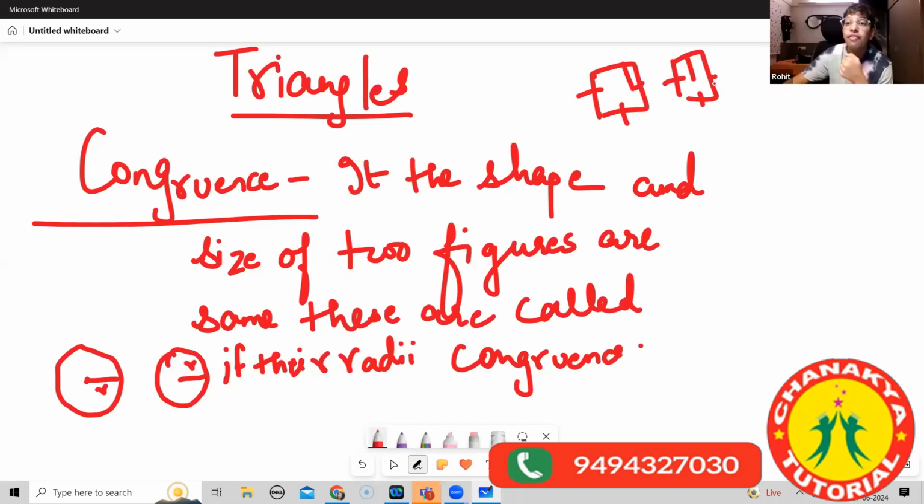Ma'am, if the angle is equal, it won't be congruent, right? Yeah. We will learn about angle, side, angle like that. Okay, ASA, SSS, right? Yes, ma'am. We will learn it. The next part is the symbol of congruence and the rule behind the congruence.